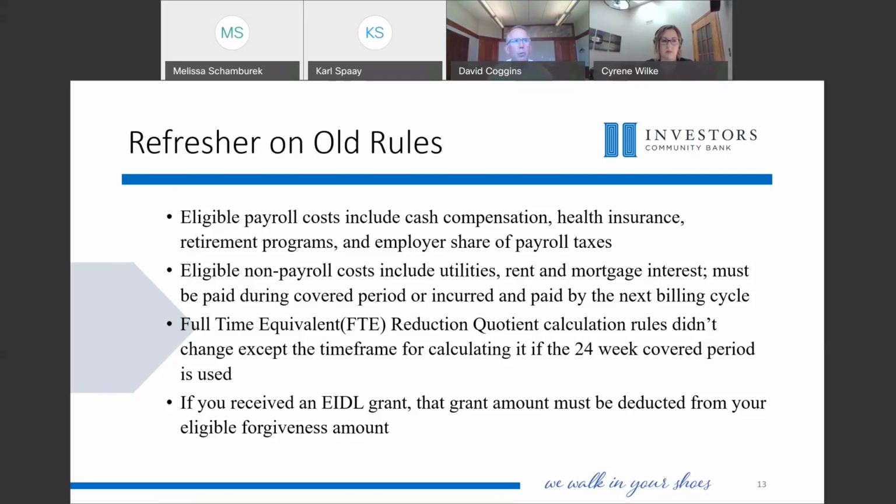The thing that the rules said was that if you use the EIDL grant to pay for the same things that you used your PPP loan for, that's why there was not double dipping. But it's not easy to figure out whether you used it for the same. So I think you can just count on the fact that if you got an EIDL grant, it's going to be deducted from your forgiveness amount, and that's probably going to be the end of the story. Next.